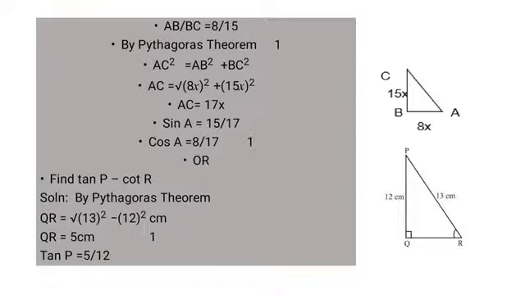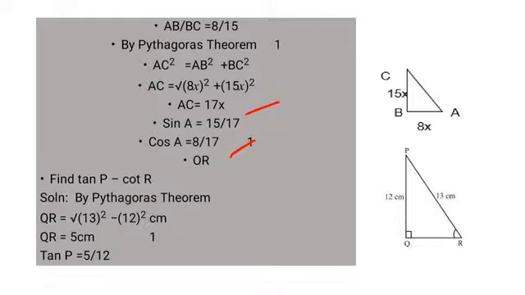By Pythagoras theorem, AC square is equal to AB square plus BC square, that is AC is root of (8x) whole square plus (15x) whole square. It will give us AC is 17x. Then sin A is equal to 15 upon 17, that is perpendicular upon hypotenuse. Cos A is equal to 8 upon 17, that is base upon hypotenuse.